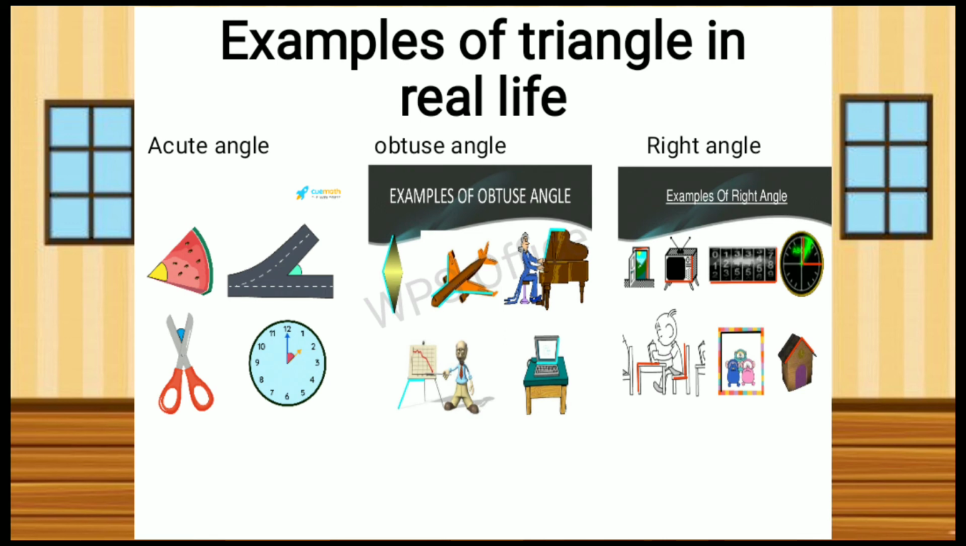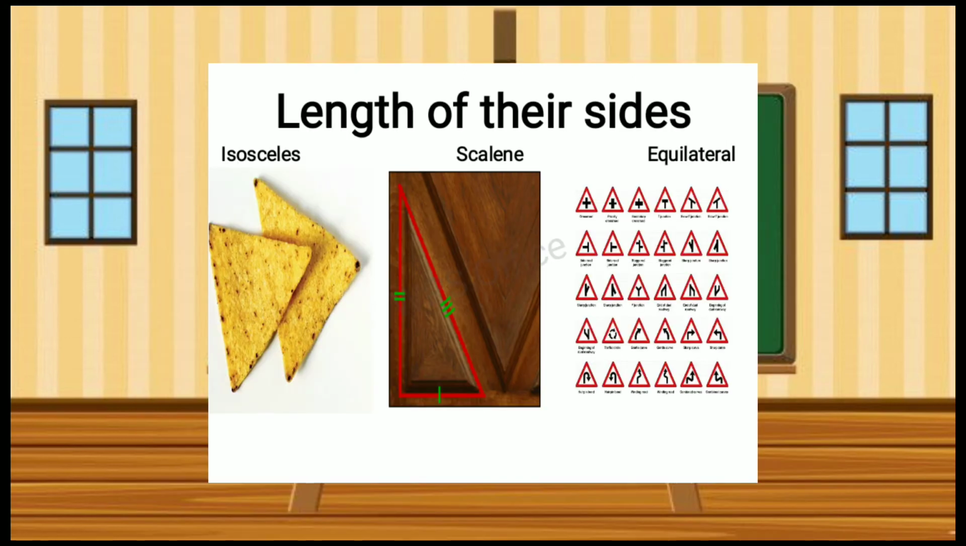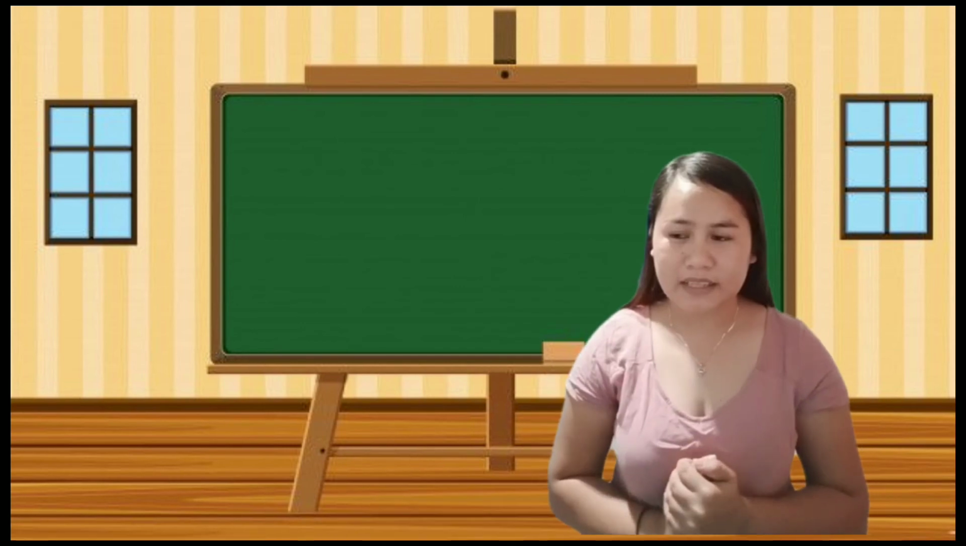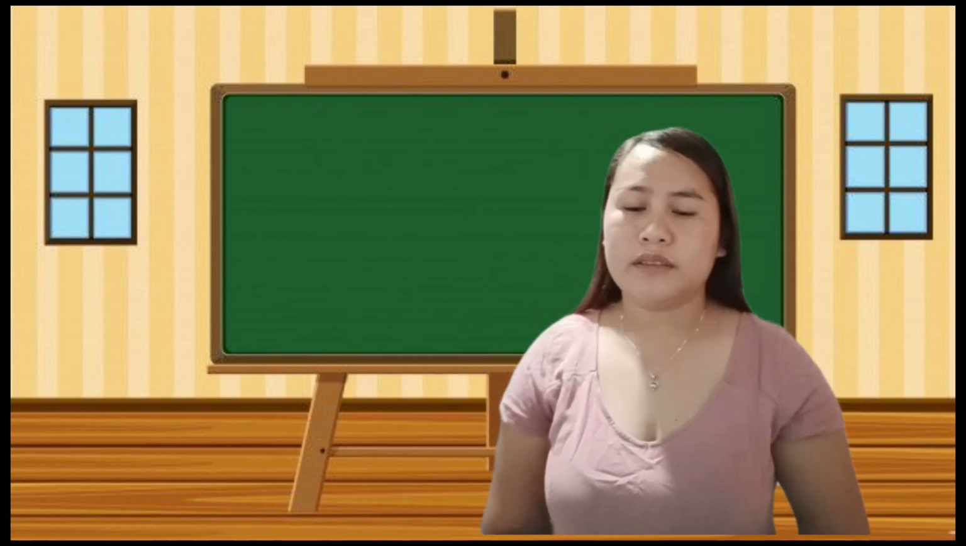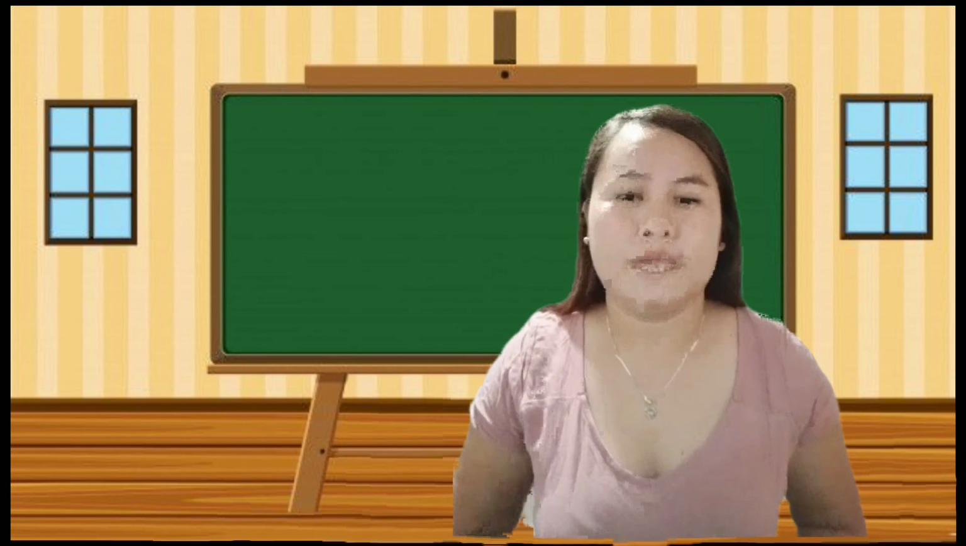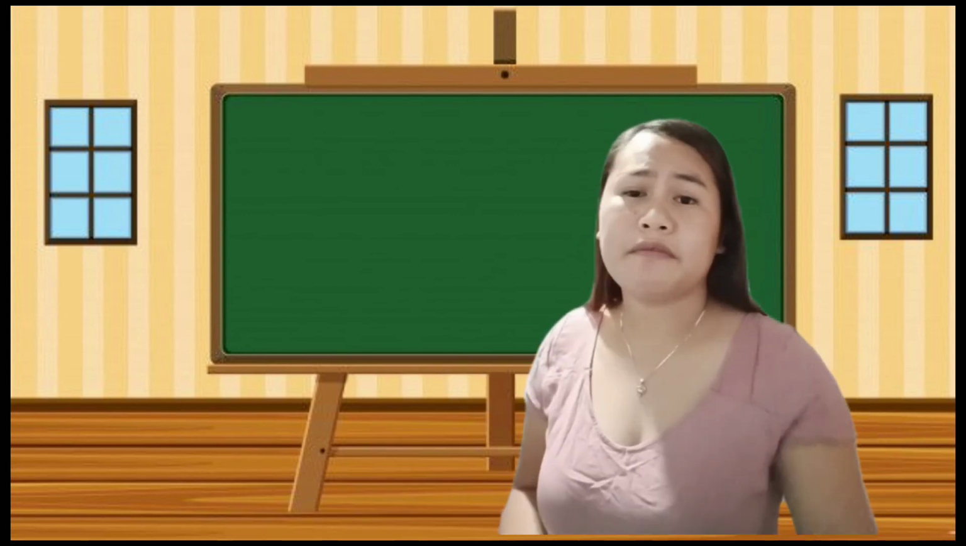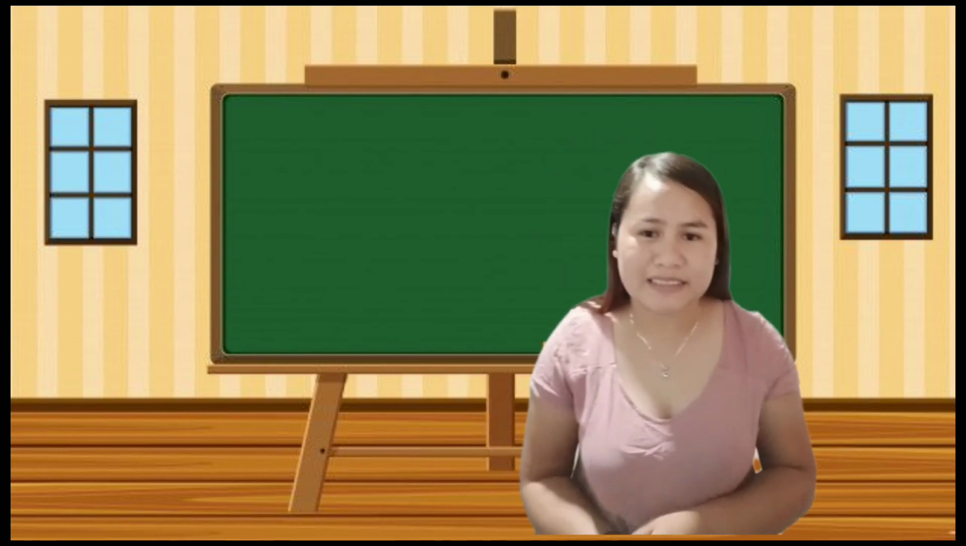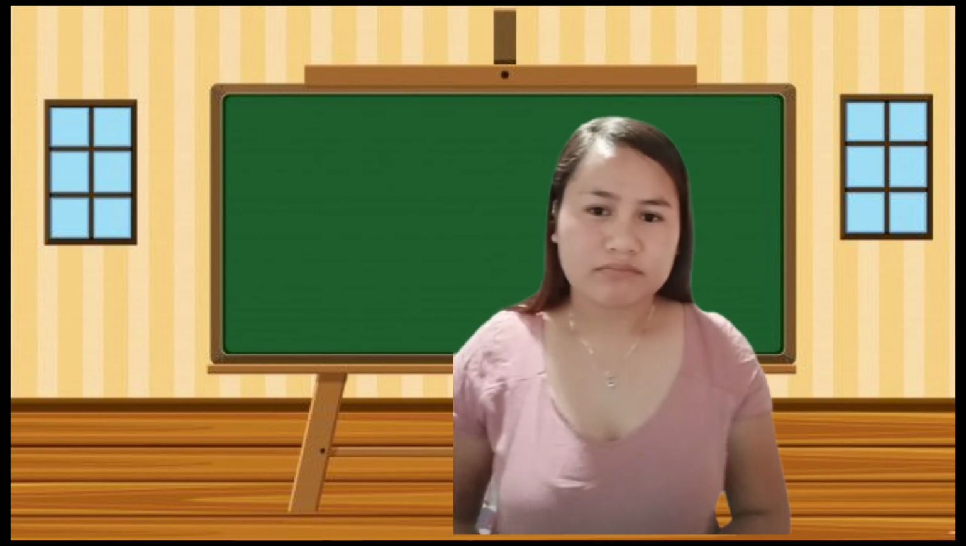This is the example of triangle in real life, in acute angle, obtuse angle, and right angle. The example of triangle with length of their sides, in isosceles, scalene, and equilateral. So now, please get 1/4 sheet of paper because we have our quiz. It's 5 items. Then after our quiz we're done with our class, and then maybe we have another topic.